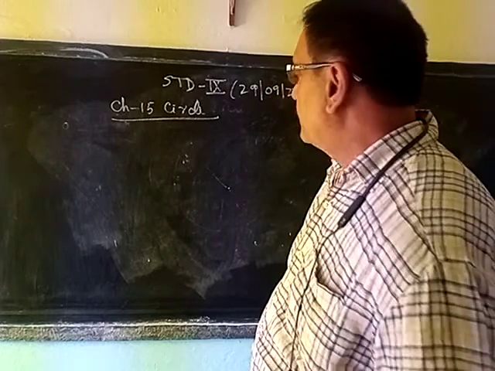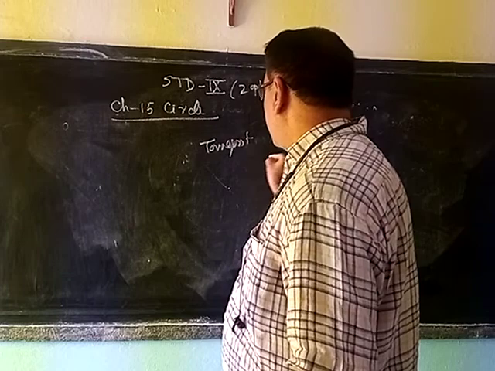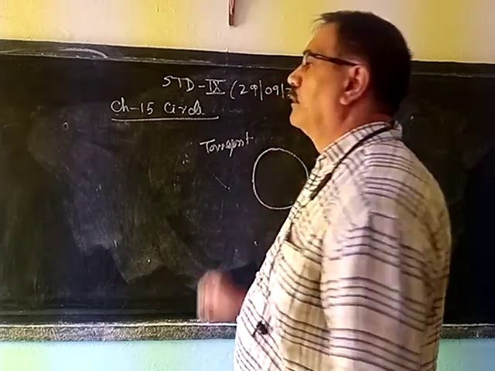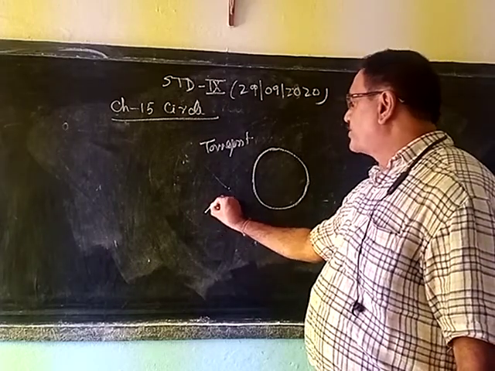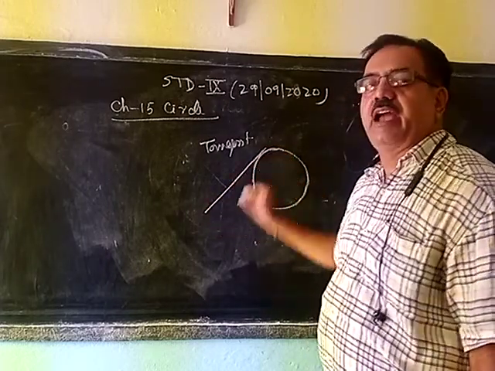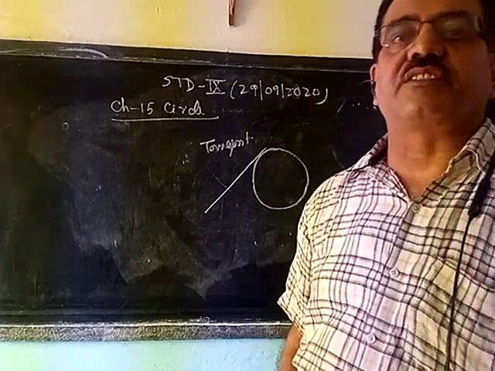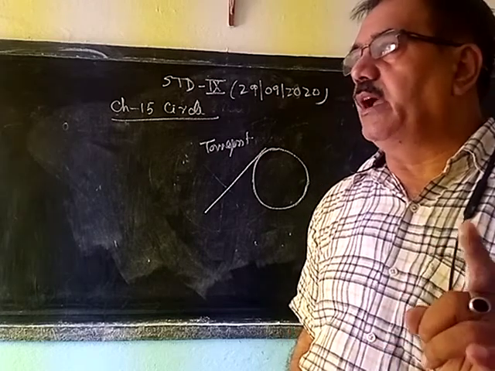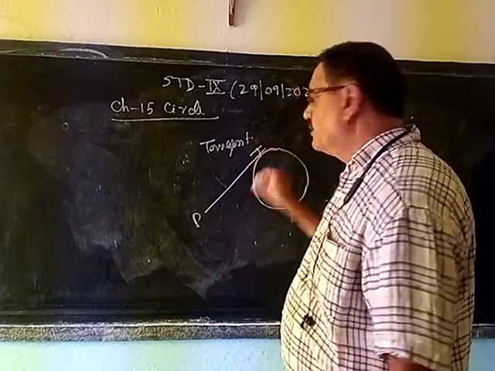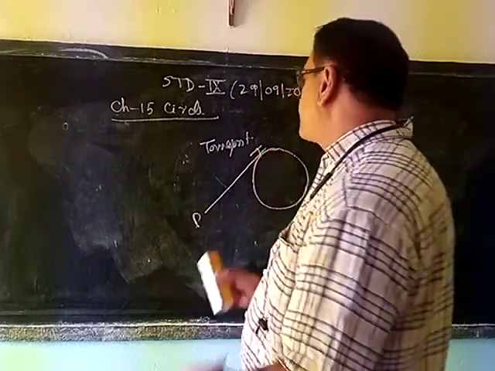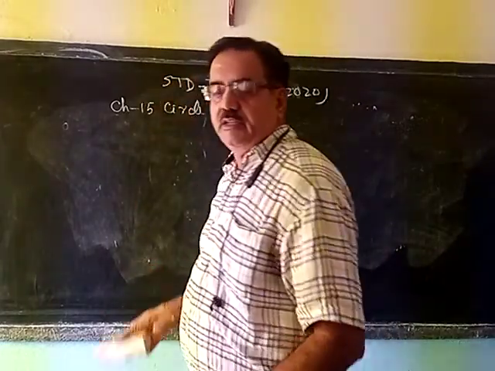Then, tangent. This is a circle. A straight line drawn from outside which touches the circle externally at only one point is known as a tangent. So BD is a tangent. These are the terms of the circle that you have to keep in mind, and as homework you have to learn this topic.